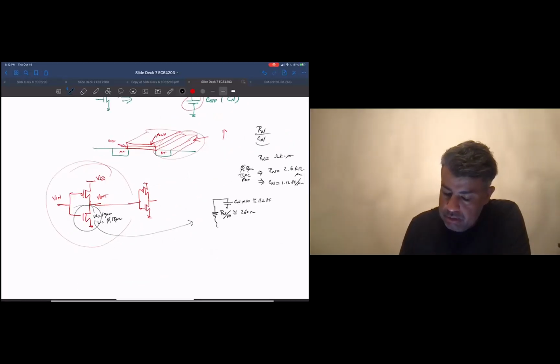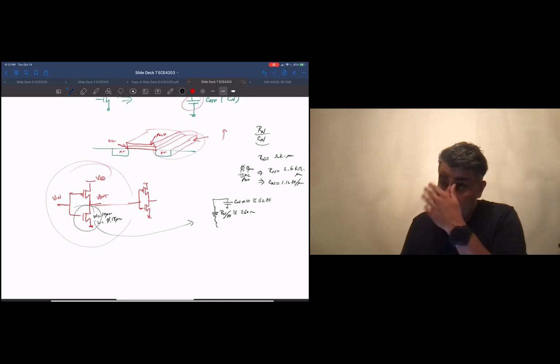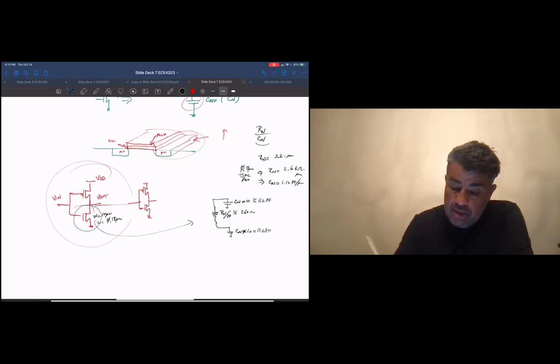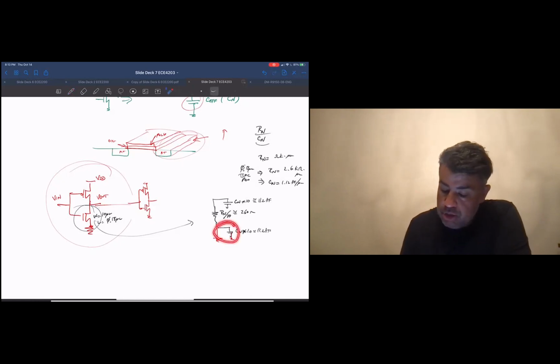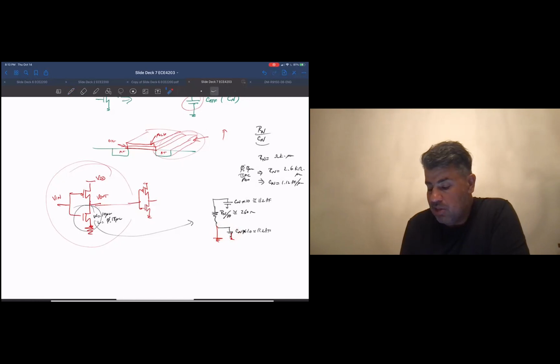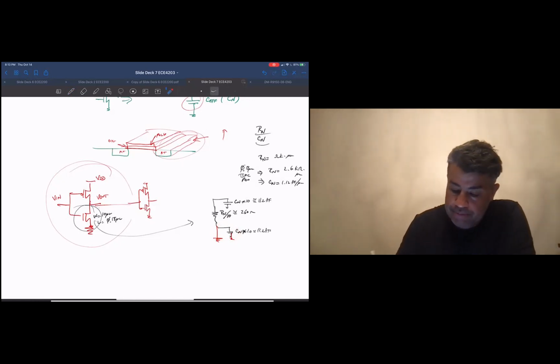This node, the source, would also have a capacitance, the same as the drain capacitance. So I'm going to draw it. The capacitance would be C sub n times 10. But it turns out it doesn't really come into our calculations because the source for an inverter is grounded. So both sides of the source capacitor are grounded, so it doesn't really matter.